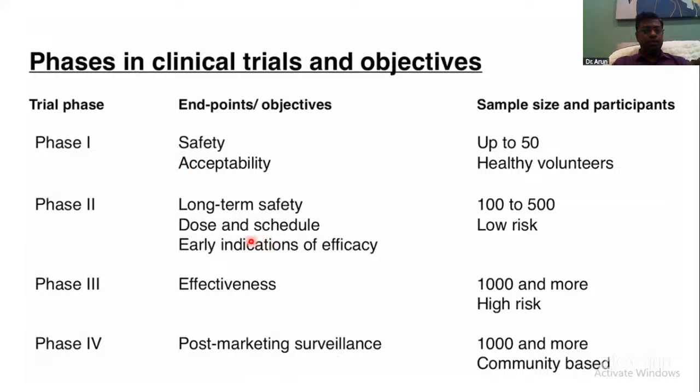Then it will go to phase two. Here, a relatively larger number of people will be involved. They will administer the drug and check for larger safety, dose, and schedule, and the early signs of efficacy. If these pass, then it will go to the third phase.